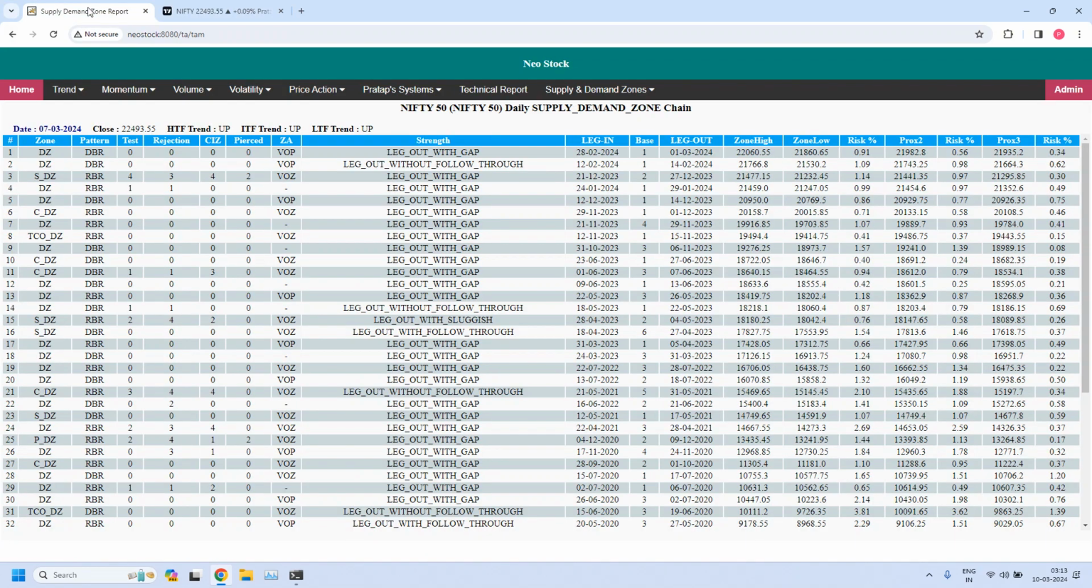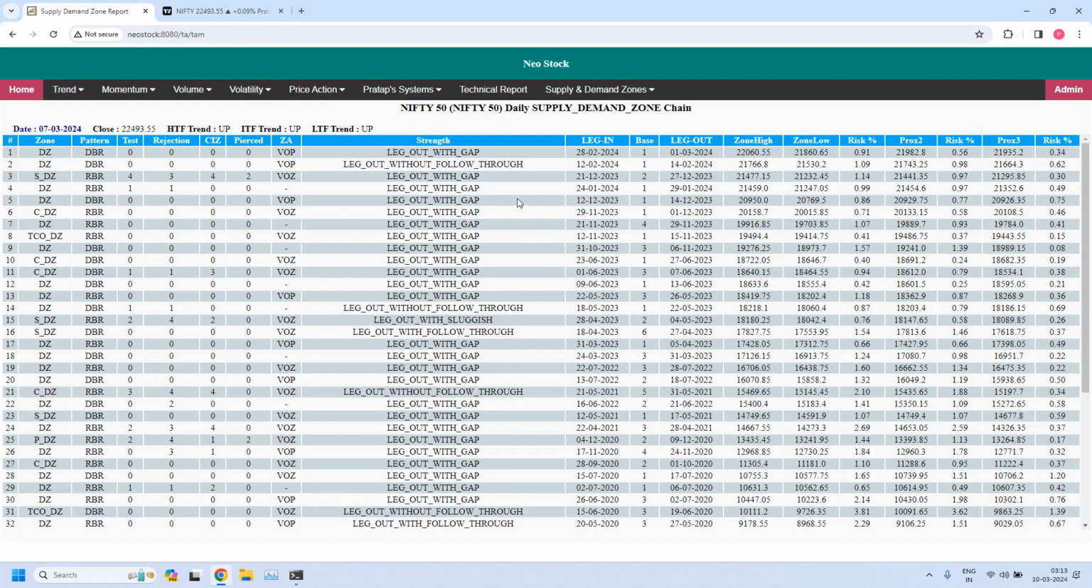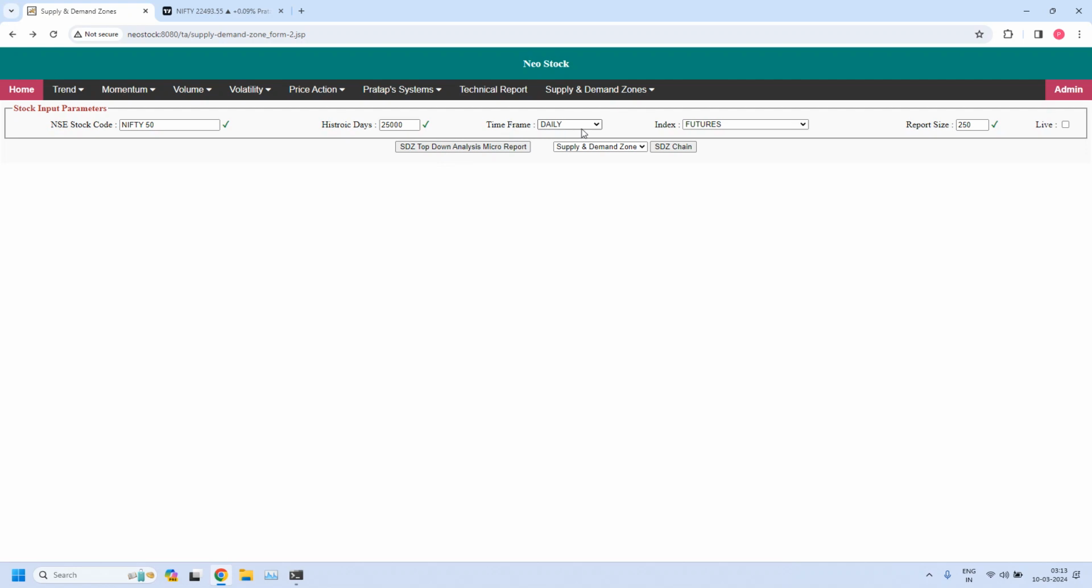So we have only a demand zone. This is an all-time high demand zone. Because there are no supply zones, this is the most recent all-time high demand zone. So now let us look into the recent 75 minute and 125 minute zones. So I'm going back, selecting the 125 minutes time frame, and let me generate the chain.